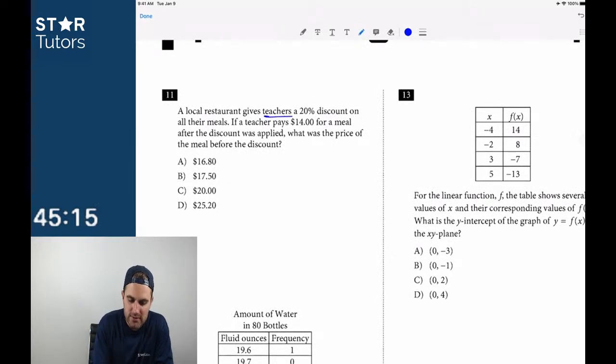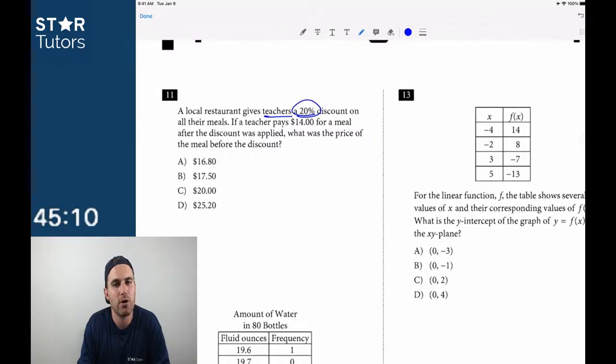A local restaurant gives teachers a 20% discount. You see how much you try to circle things, write things, mark up the page when you're taking the real test. If you're taking the computer test, you just got to be really careful. You can highlight with the mouse, whatever you're using, and you have scratch paper. So continue to write things down.